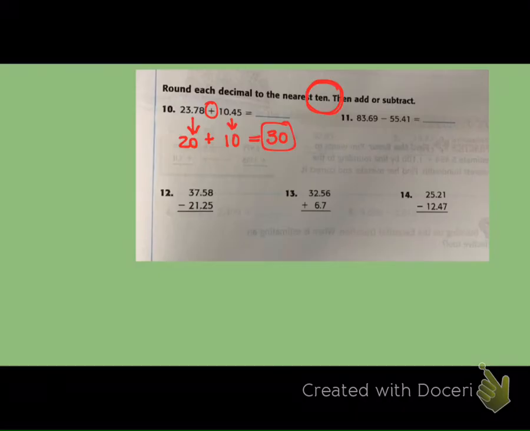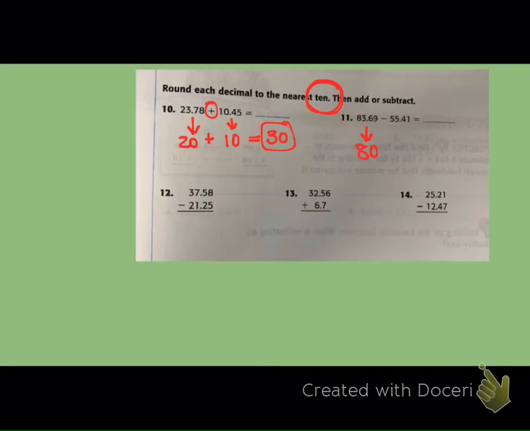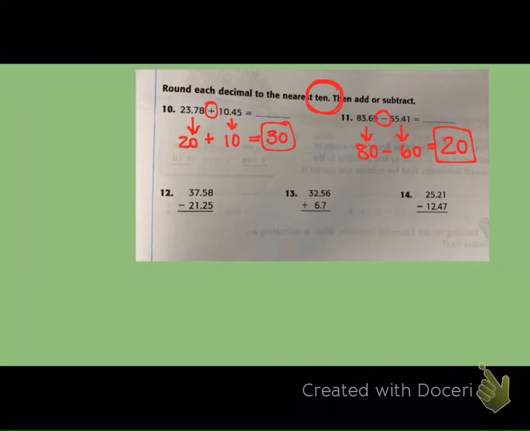83 gets rounded to 80. And 55 gets rounded to 60. We are subtracting. 80 minus 60 is obviously 20. So you all got that right. Let's take a look at the next ones.